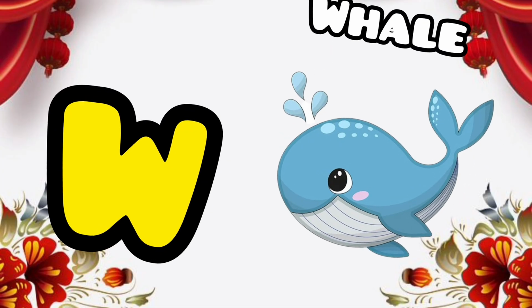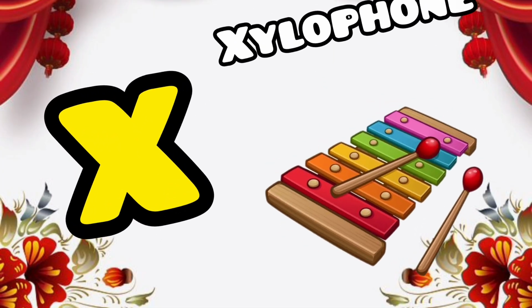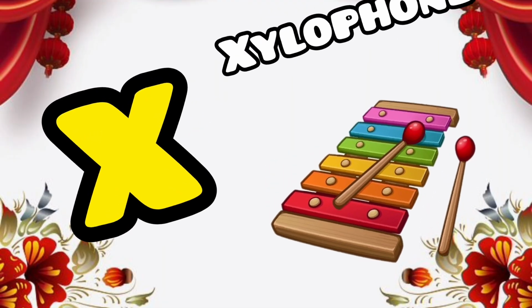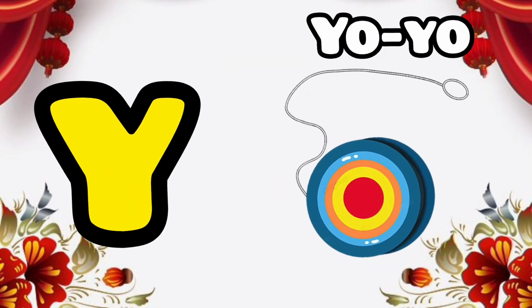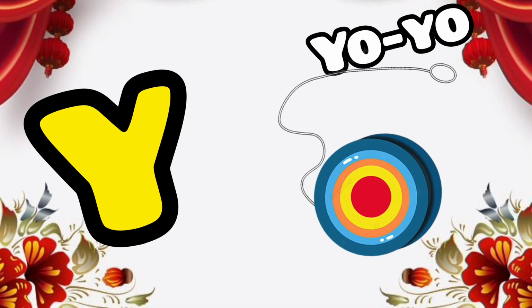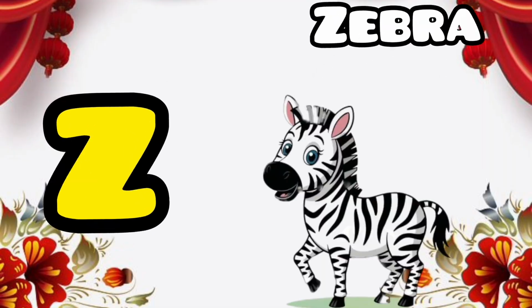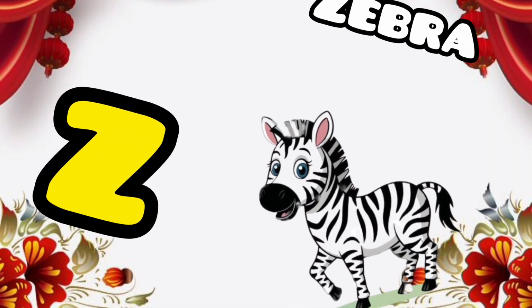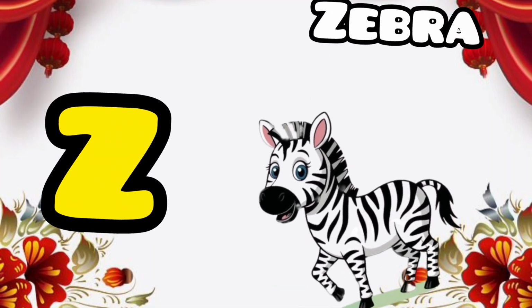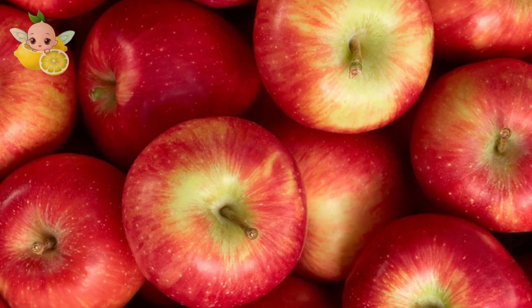W, whale. X is for xylophone, xylophone. X, xylophone. Y is for yo-yo, yo-yo. Y, yo-yo. Z is for zebra, zebra. Z, zebra.